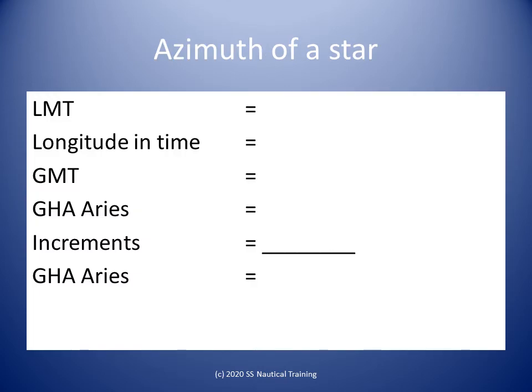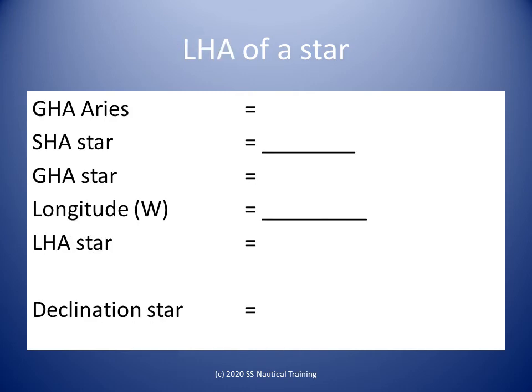When a star has been positively identified, a bearing can be taken of the star, and the time and DR are noted. The local time needs to be corrected for longitude, and the GMT for the bearing obtained. The GHA Aries varies, and the increments are found from the Nautical Almanac. We apply the SHA of the star to the GHA Aries to find the GHA of the star. Then we apply the DR longitude to the GHA of the star to find its local hour angle.